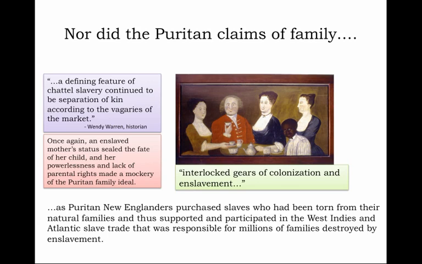Once again, an enslaved mother's status in New England sealed the fate of her child, and her powerlessness and lack of parental rights made a mockery of the Puritan family ideal. Sometimes enslaved women bore children whose fathers had been other enslaved men, but even this was criminalized. This was love being criminalized. If two enslaved persons became attached and had a child, it was still outside the bounds of formal marriage. This was considered a sin by the Puritans.